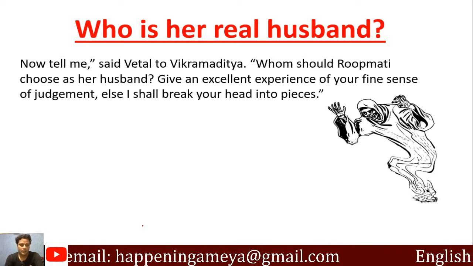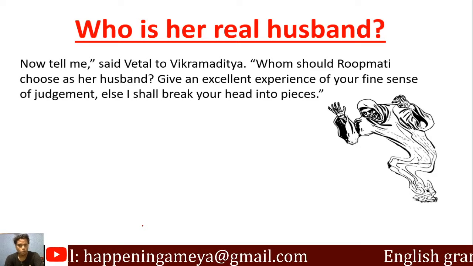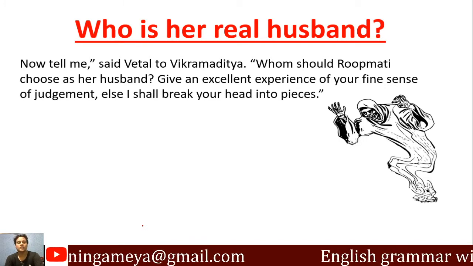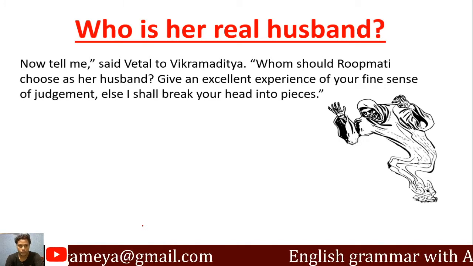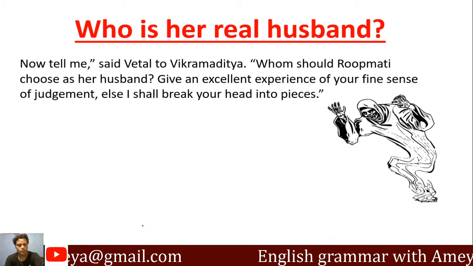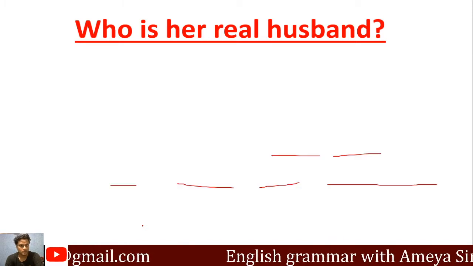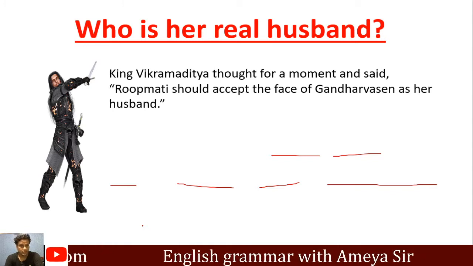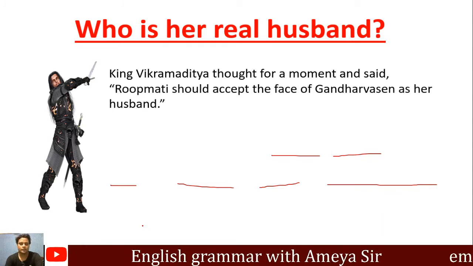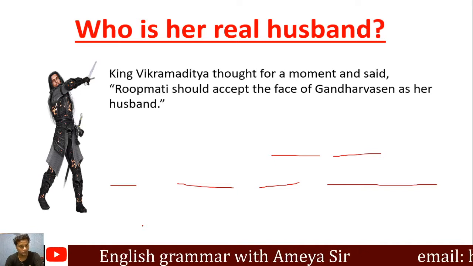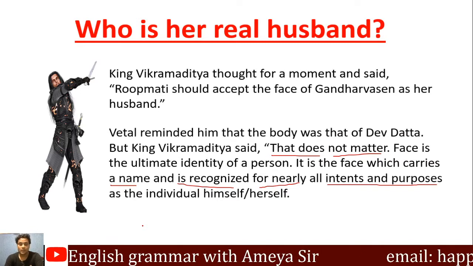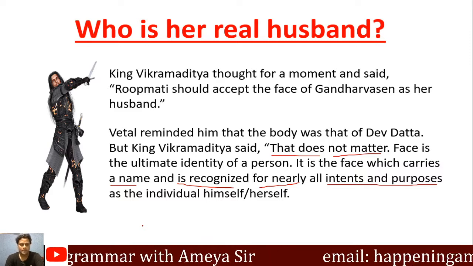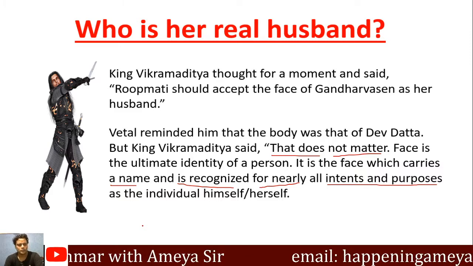Now tell me, said Vetal to Vikramaditya, whom should Roopmati choose as her husband? Give an excellent experience of your fine sense of judgment, else I shall break your head into pieces. King Vikramaditya thought for a moment and said, Roopmati should accept the face of Gandharvasen as her husband. Vetal reminded him that the body was that of Devdatta. But King Vikramaditya said, that does not matter.